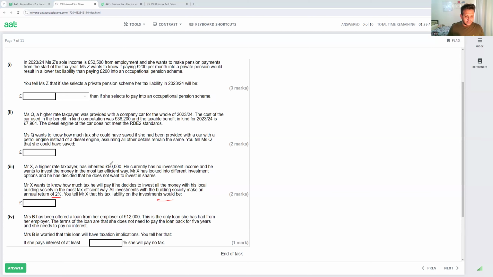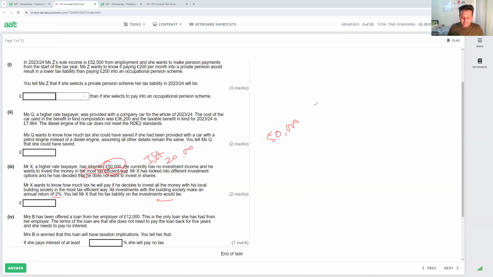So let's have a look. 50,000 I want to put on the building society, most efficient. They didn't tell us whether it is a savings account or an ISA, but they said most tax efficient way. So of course, I'm going to advise my client to invest in the ISA, because the ISA, individual savings account, is exempt up to 20,000. There is no tax. So I can make an investment of 50 or 100, but up to 20,000 is exempt. So I'll definitely advise my client to go for the ISA if you want savings income.